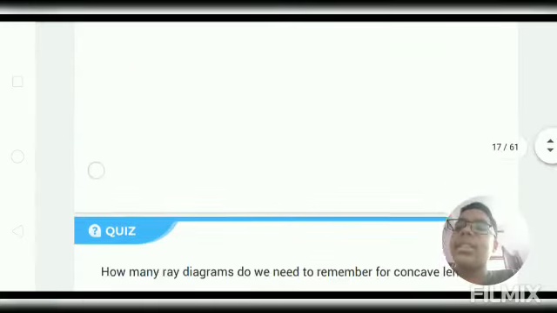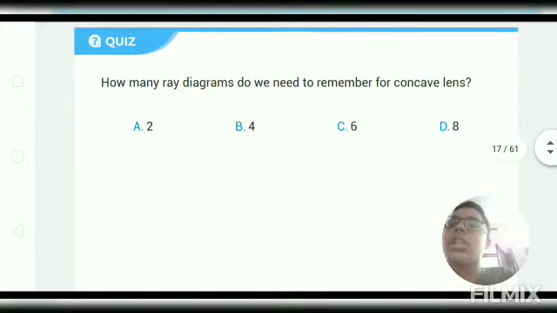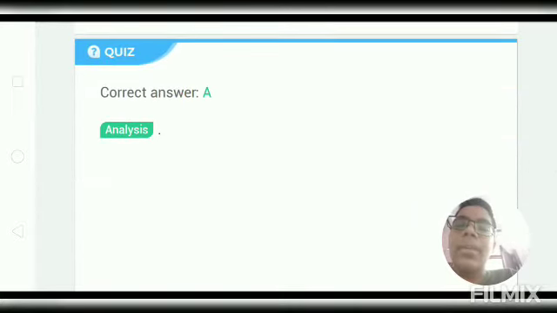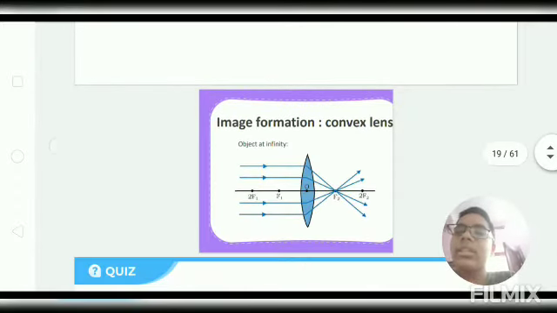There are 6 ray diagrams for convex lens. Let us have another small question. How many ray diagrams do we need to remember for concave lens? Your time ends in 5, 4, 3, 2, 1. Option A is the correct. That means we have to remember two basic ray diagrams for the concave lens.